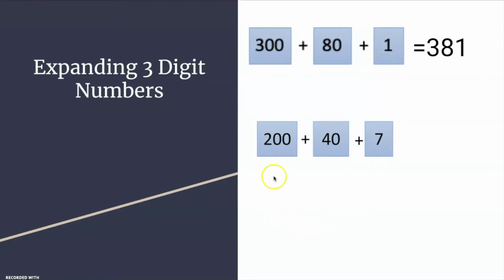Now for this next one, we see that we have a 200, a 40, and a 7. So the 2 is going to go in my hundreds place, the 4 is going to go in my tens, and the 7 is going to go in my ones to make 247.